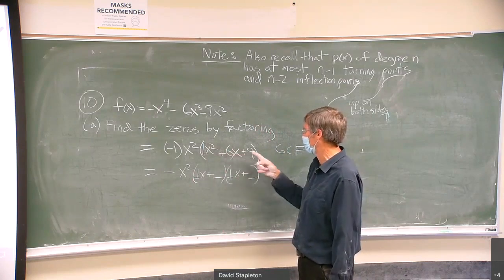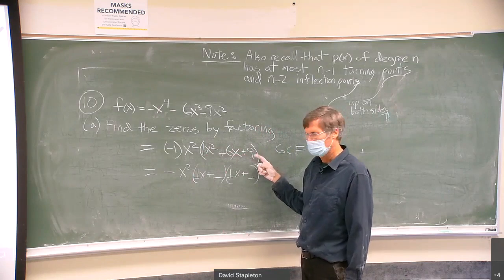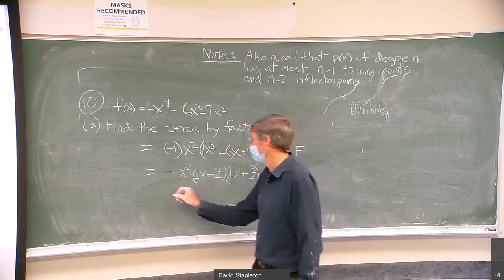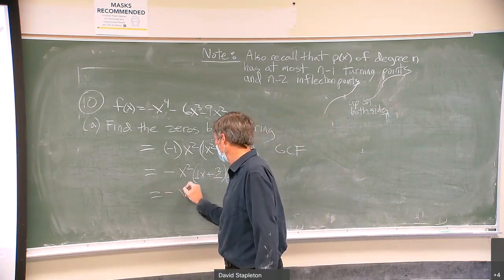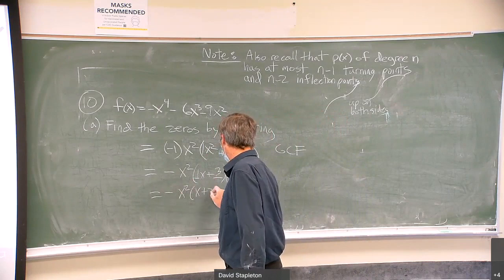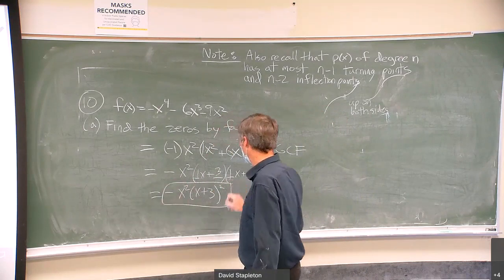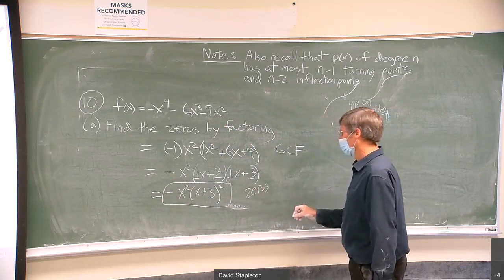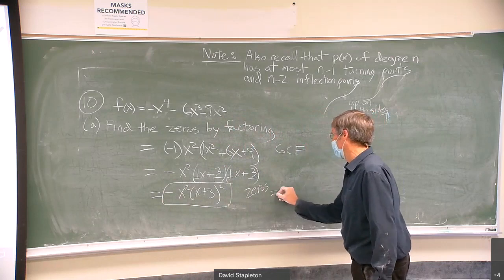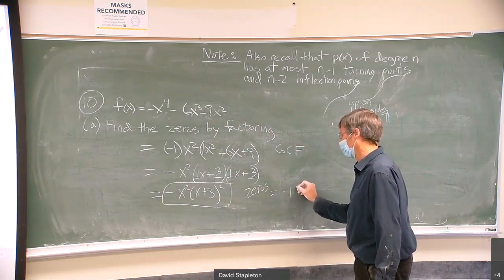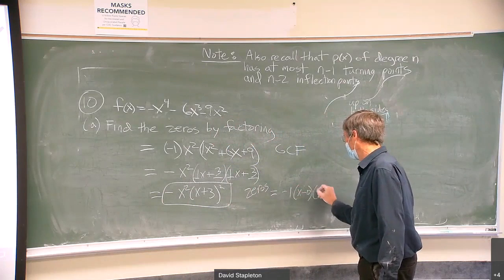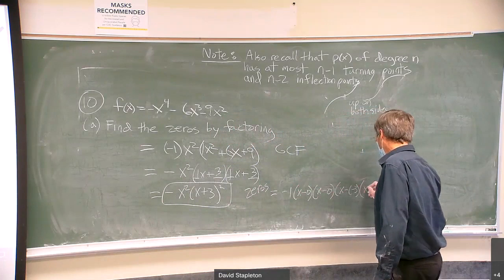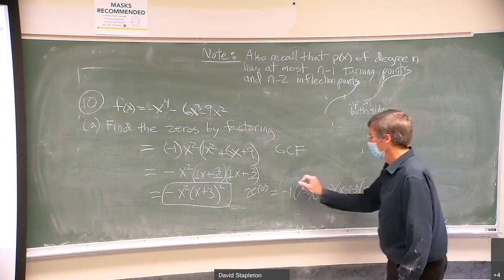So what two numbers sum to 6 and multiply to 9? 3 and 3. 3 times 3 is 9, and 3 plus 3 is 6. There we go. It factors like that. This factors as minus x squared times x plus 3 squared. Now, what are the zeros? We write it out more suggestively like this. This is -1, the lead coefficient, times x minus 0 times x minus 0 times x minus -3, x minus -3.